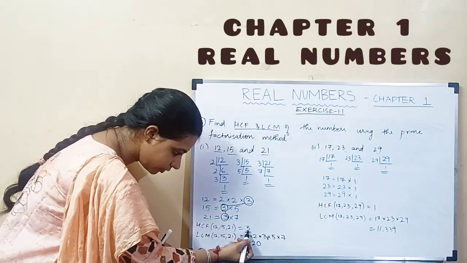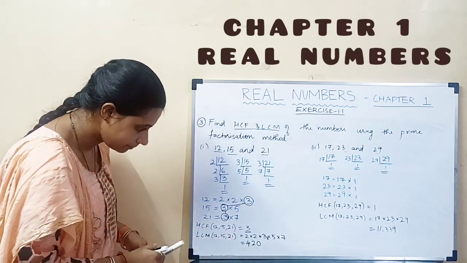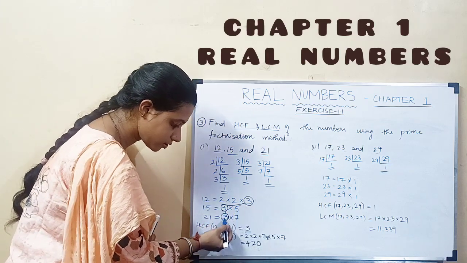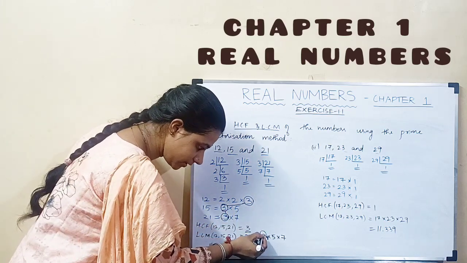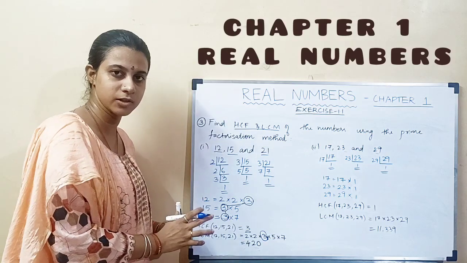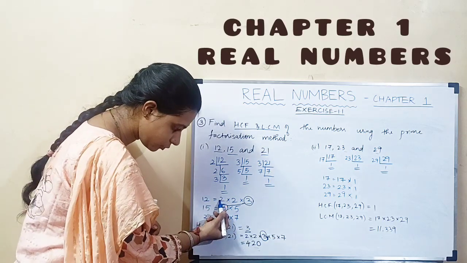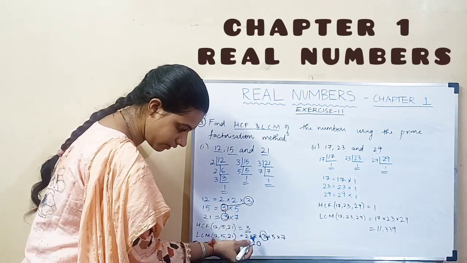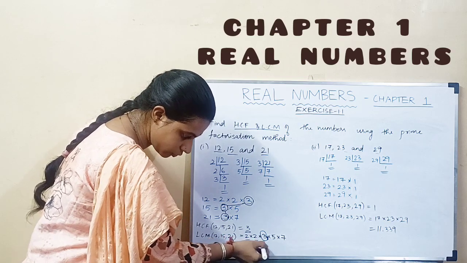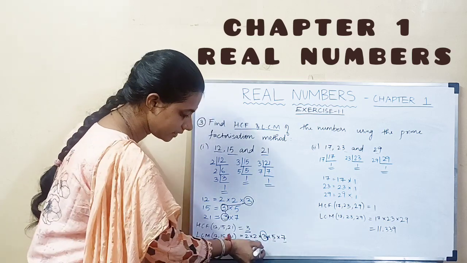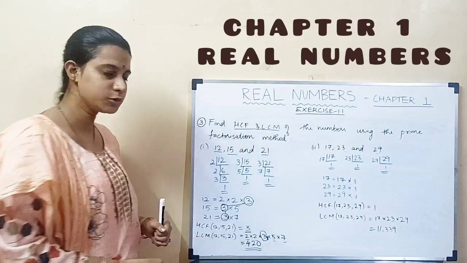So HCF is equal to 3, and for LCM, whichever the factor is common, we will take it only once, and all other factors will remain as it is. Like 2 into 2 into 5 into 7. We are taking it here also. 2 into 2 into 5 into 7. Thus, we get the LCM 420.